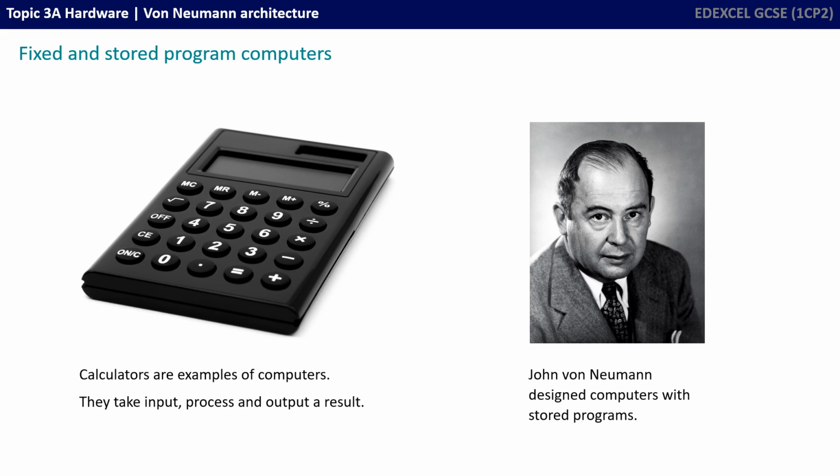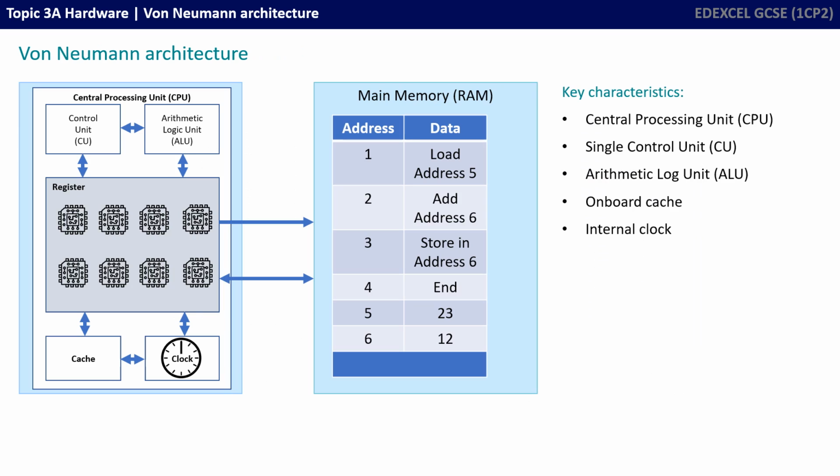A stored program computer is one that has changeable programs. In 1945, the mathematician and physicist John von Neumann described the first design for modern computers that had stored programs. This way of designing computers became known as the von Neumann architecture. A von Neumann architecture has key characteristics.